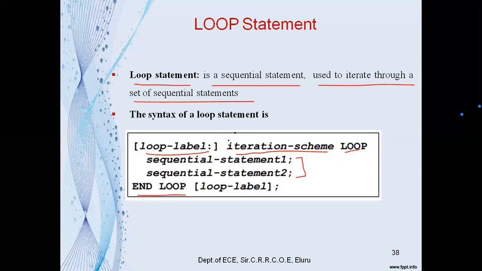But if you see the syntax here, it starts with the iteration scheme loop. After that, we will write the sequential statements. And then we will end the loop with an optional loop label here. This is the general form of the loop statement.